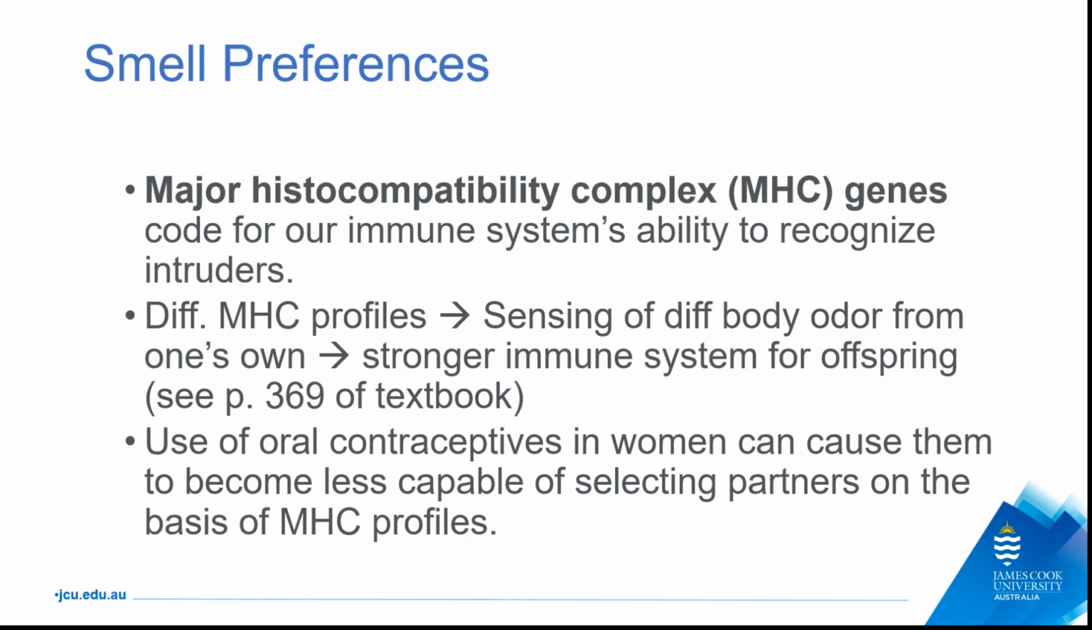It will make us more vigilant and more eager to have a mate with a different body odor from us. And that can lead to the production of a stronger immune system for offspring, right? This is a kind of lengthy logic, a bit convoluted, I would say. But the last point I totally believe: the use of oral contraceptives in women can cause them to become less capable of selecting partners on the basis of MHC profiles.